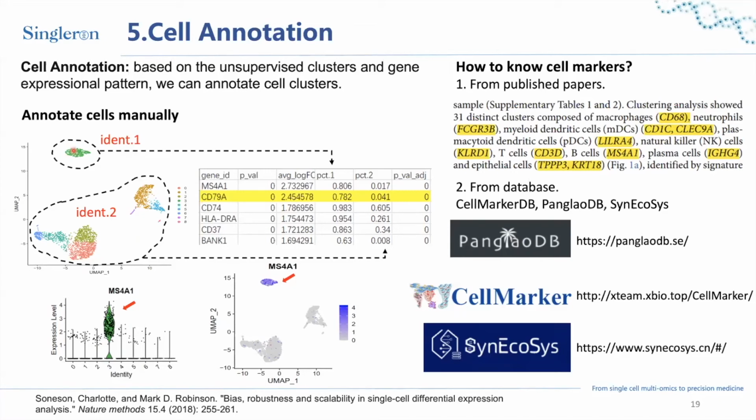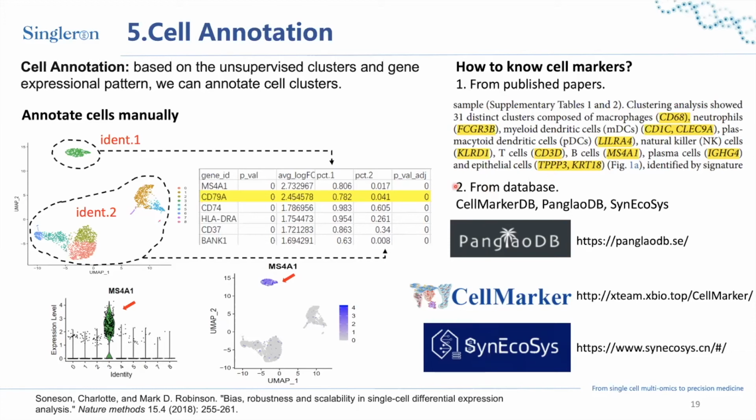And the question is how we can know which genes are cell markers. There are 2 ways. One is from the published papers. For every single cell published paper, we shall see some descriptions like this telling you how they did the annotation and which genes they used to annotate different cell types. By using these genes, you can do the annotation by yourself for your own data.